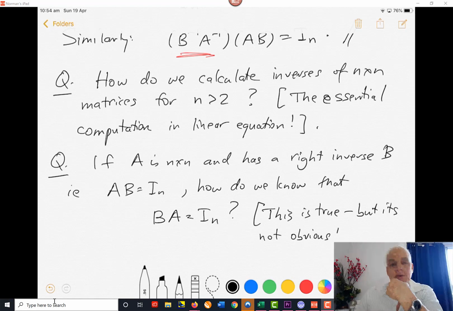And we're going to have to examine our procedure of row reduction. We're going to have to touch base with the actual computational algorithm of Gaussian elimination and its expression in terms of matrices in order to solve that. So that's quite an interesting question.